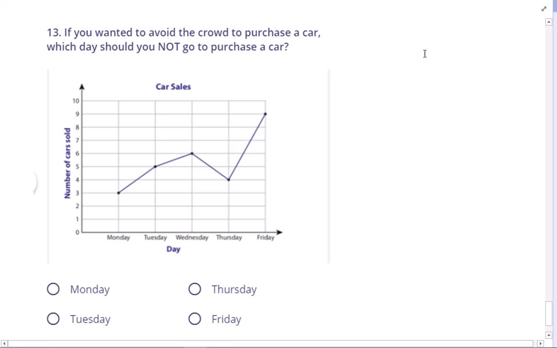Question 13, and the final one. And again, this is you get given a graph with some information on it and then asked a question about it. If you wanted to avoid the crowds to purchase a car, which day should you not go to purchase a car? And we've got different days, and we've got the numbers of cars that get sold. So what this is suggesting is that the busiest day is when the biggest number of cars get sold, which would be Friday. So Friday is the day, if you want to avoid the crowds, you shouldn't go to buy a car.